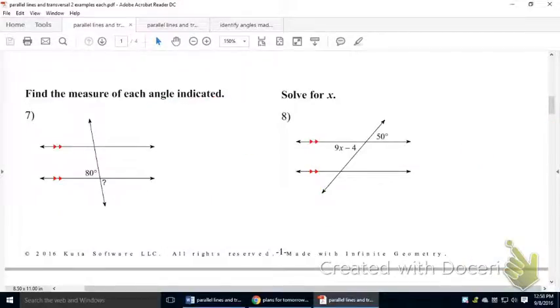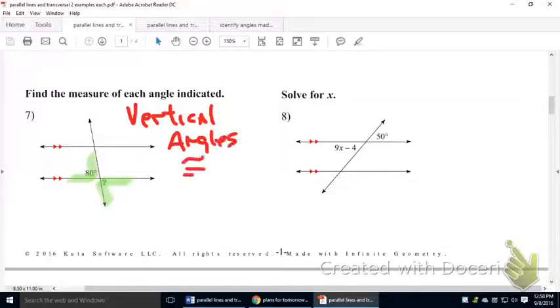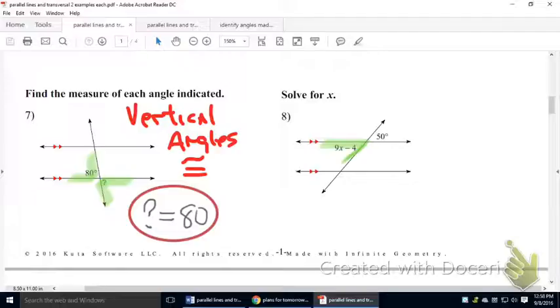7 and 8. We're trying to find the relationship that exists. Again, I notice the parallel lines for each of those. I look at the relationship between these, and now we're talking about vertical angles. Vertical angles on our flashcards are congruent. So vertical angles are congruent, so therefore if this one's 80, the other one must also be 80. Remember, those are a reflection of each other, which is an isometry.